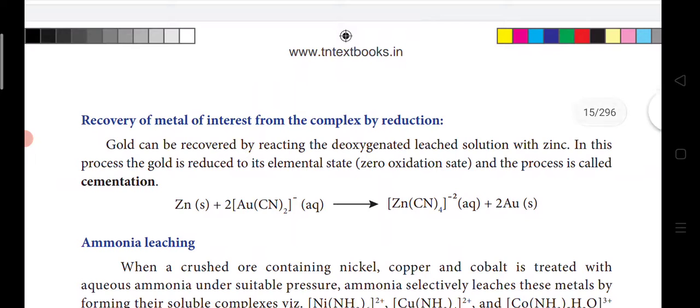Next is recovery of metal of interest from the complex by reduction. So how do we recover pure gold? Pure gold can be recovered by reacting the deoxygenated leached solution with the zinc. Deoxygenated means, whereas in aerated oxygen is passed, here no oxygen should be there. We have to react that complex with the zinc. So here in this process gold will be reduced to an elemental state.